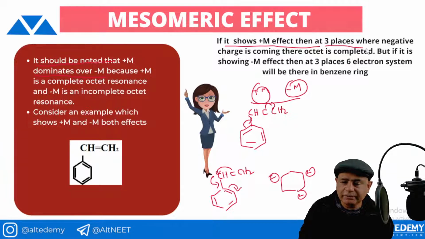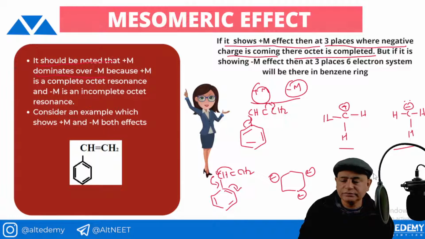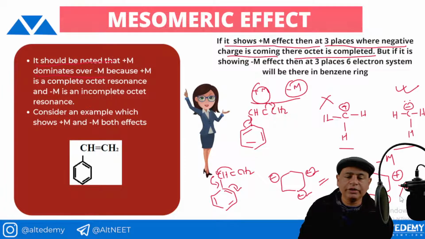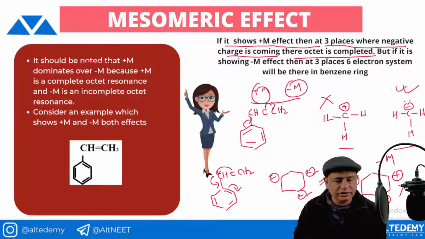If it shows plus M effect, then at the three places where negative charge is coming, their octet is completed. As I tell you, look here. If we write CH3 plus and if we write CH3 minus, what do you think? Which of the two has completed its octet? Naturally, this one has completed. This one has not completed its octet. So, if a negative charge is present at these carbon atoms, obviously it has completed its octet. But if it is showing minus M effect, then at these ortho and para positions, what will happen? There will be positive charges here. And obviously it will not be completing its octet. And therefore, nothing is more stable than the octet situation. We say that plus M is a complete octet resonance and minus M is an incomplete octet resonance. That is why plus M dominates over minus M.